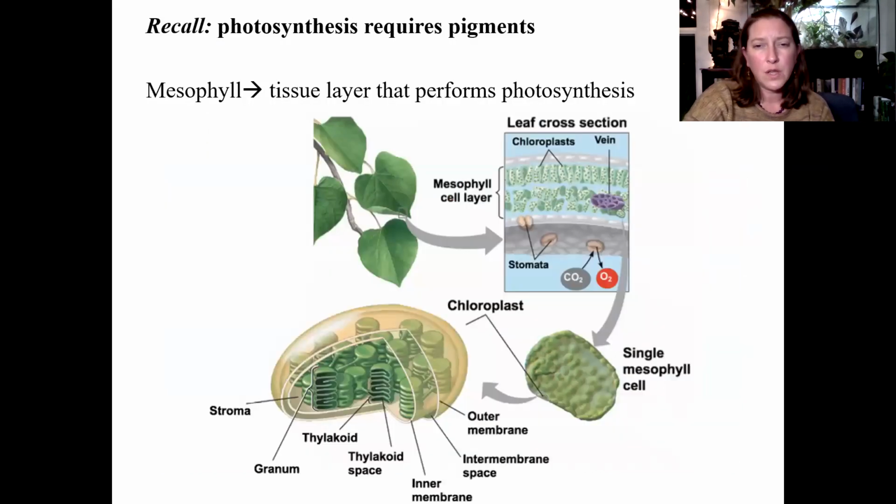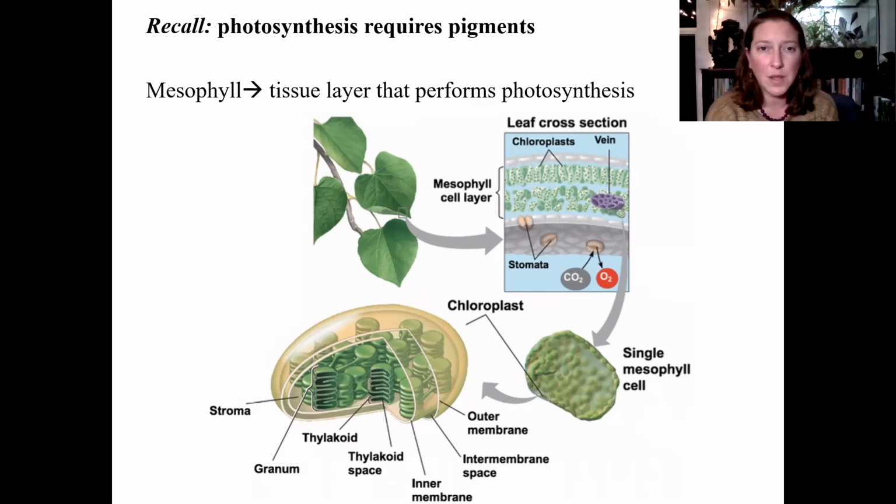Oh, why am I showing you this again? Oh, yes. This is just to tell you that inside of a leaf, I told you there's these chloroplasts. Inside of a leaf is mesophyll, and inside of one mesophyll cell is lots and lots of chloroplasts, and inside of a chloroplast is lots and lots of chlorophyll, which is a green pigment.